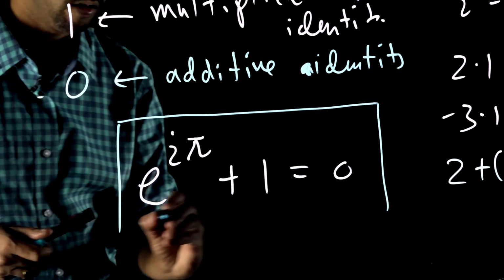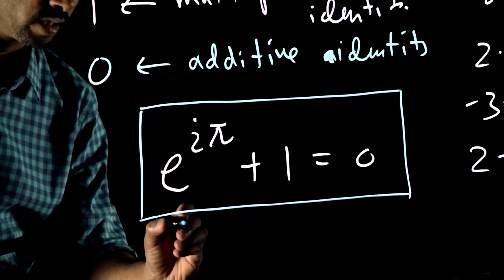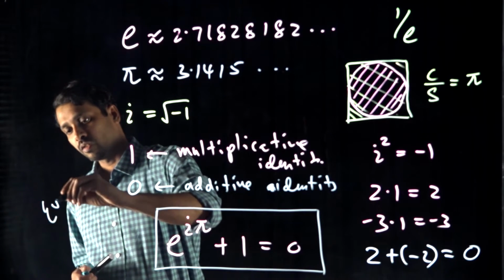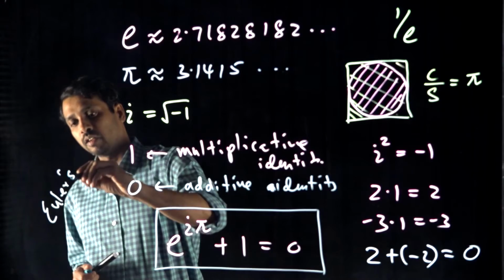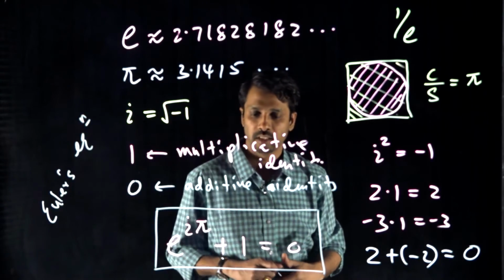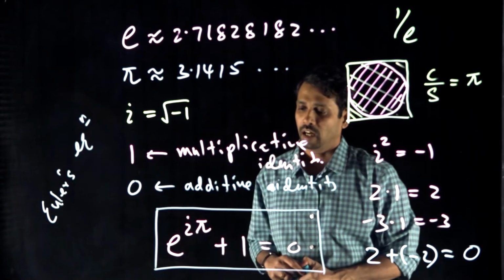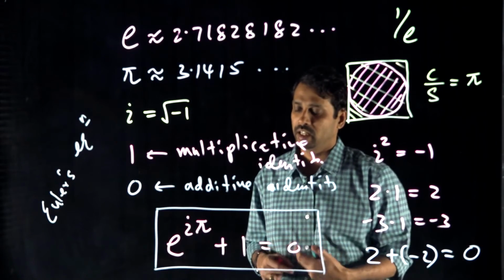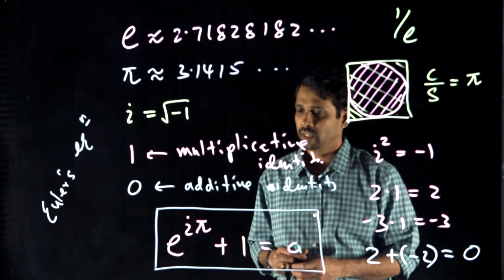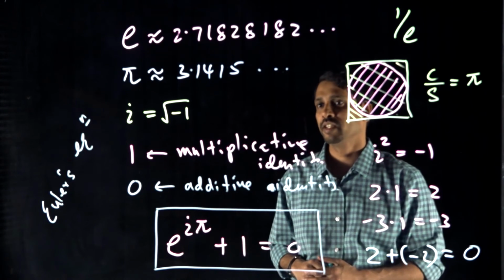This equation is called Euler's equation. I'm going to write it like that. Euler's equation is a result of what we call Euler's identity. When you evaluate the identity at pi, you end up getting this equation. So this is what we call the most beautiful equation in mathematics.